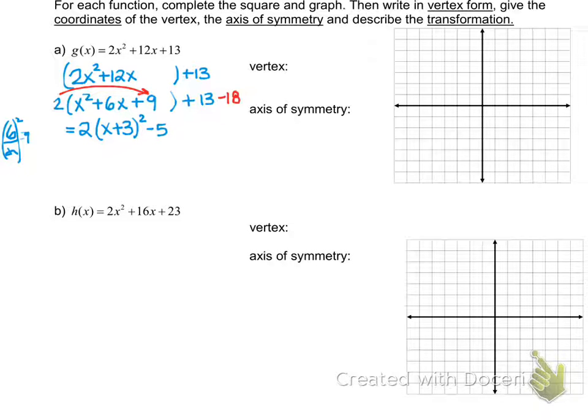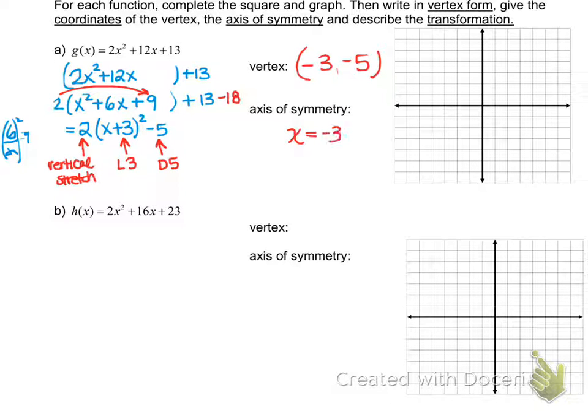So before we do anything else, let's identify these shifts for practice. This is a vertical stretch. Since it says plus 3, this is a shift left 3, and this is down 5. So that makes my vertex (-3, -5), and therefore my axis of symmetry is x equals -3. So if I were to plot this, I would have (-3, -5), and that's the only thing I have to plot.